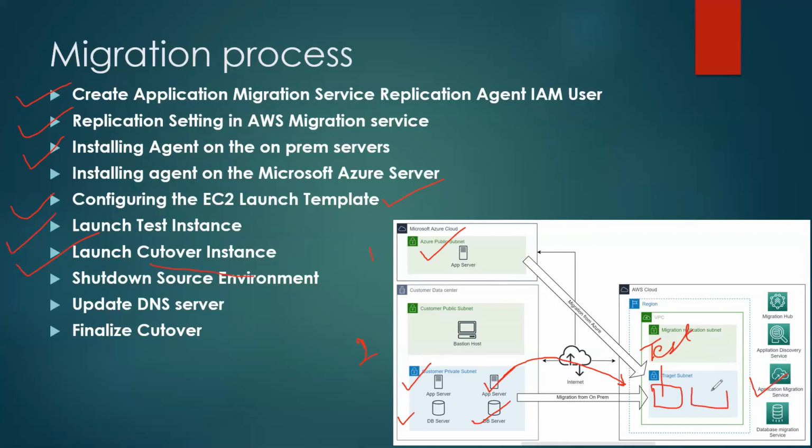Once the cutover instance is launched, we are sure everything is migrated, and then we will shut down this environment and update the DNS server. We have one DNS server in this environment, and we will update the DNS settings. Before, DNS was pointing to this side; after updating the DNS, it will be moved to this.